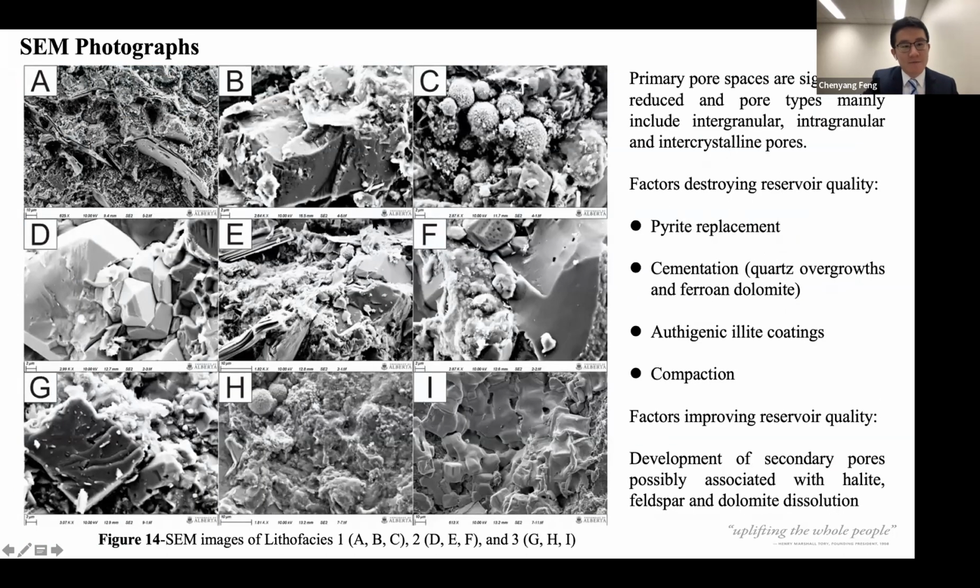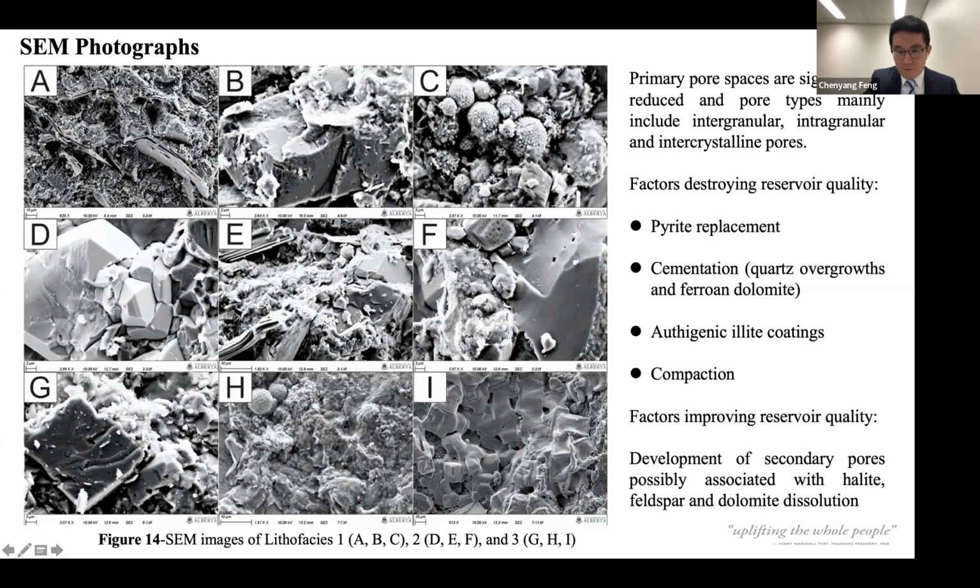High resolution SEM photographs also show the poor reservoir quality. Primary porosities are significantly reduced, and the pore types mainly include intergranular, intragranular, and intercrystalline pore spaces. And the factors destroying reservoir quality mainly include pyrite framboid replacement, quartz overgrowth, and dolomite cement, and authigenic illite coatings, as well as compaction.